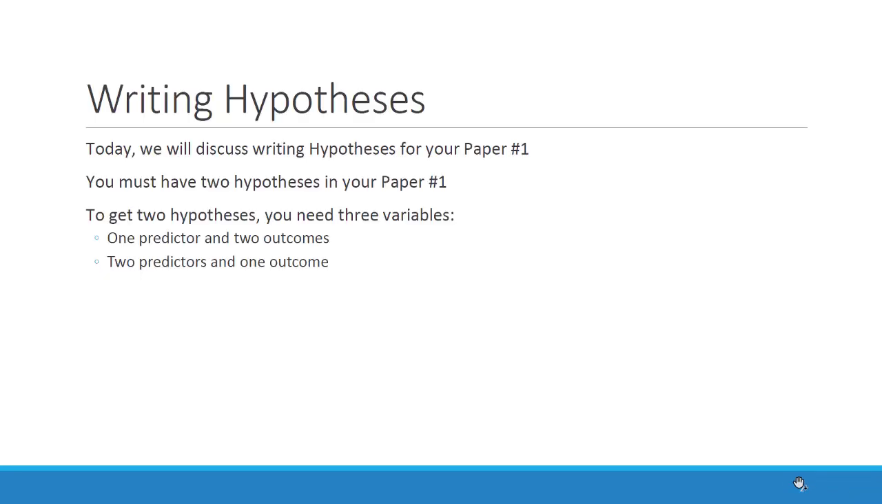Today we are going to talk about writing hypotheses, and we're going to apply this to your paper number 1. You must have 2 hypotheses in your paper number 1. So to get to 2 hypotheses, you will need 3 variables. For instance, 1 predictor and 2 outcome variables, or 2 predictor variables and 1 outcome variable. You can also have independent variables and dependent variables and propose an experimental design in your paper number 1 if you choose.